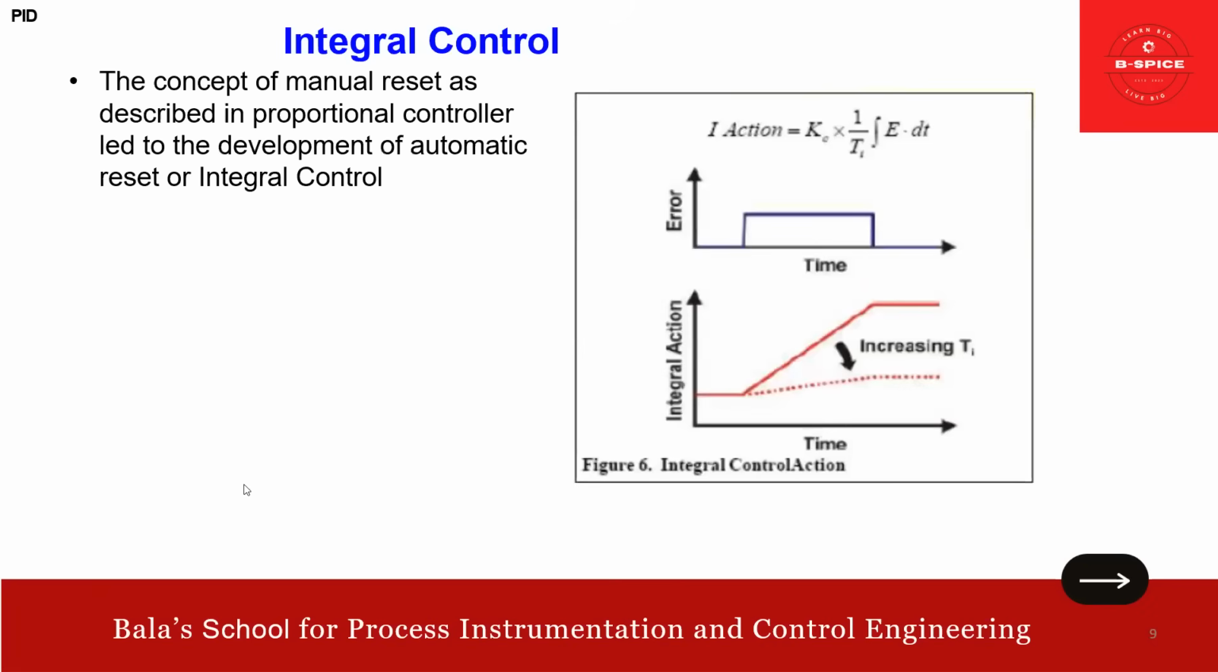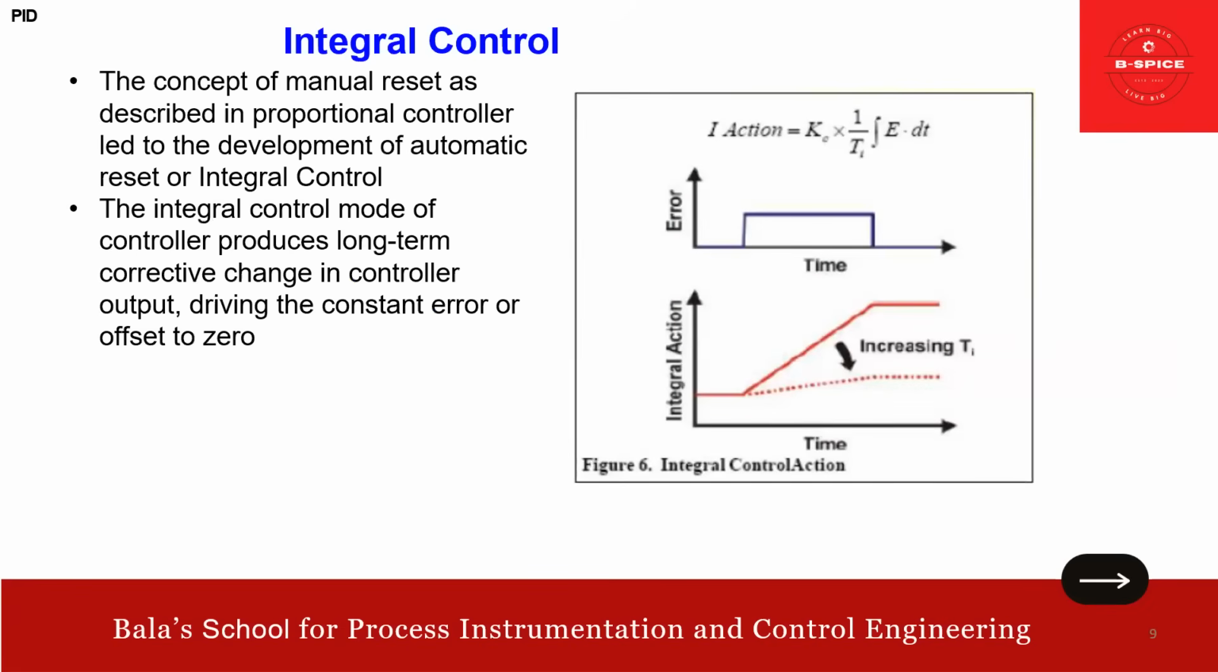Okay. Now we go to the integral control. The concept of manual reset as described in the proportional controller led to the development of automatic reset, or we call it integral control. Okay. So the integral control mode of the controller produces a long-term corrective change in the controller output. What for? To drive the constant error or offset to zero.